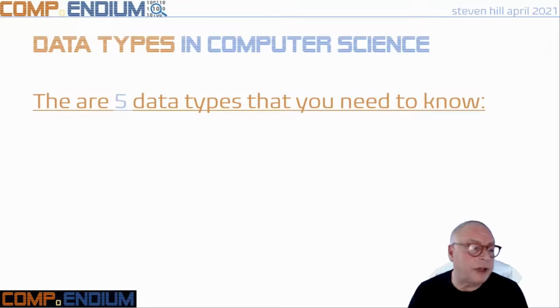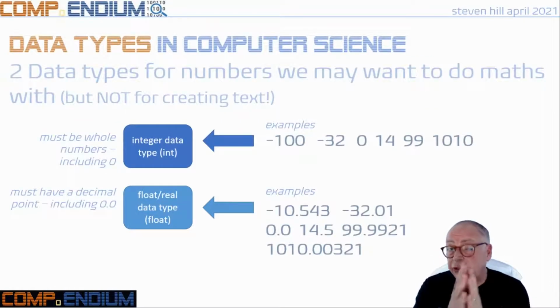So out of the 5 data types, there are 2 of those data types which are exclusively for working with numbers where we want to do maths. So these are the mathematical or number data types, and we have 2 data types to choose from. We have a data type which is exclusively for whole numbers, okay, numbers without a decimal component or a fractional component, and we call this the integer data type.